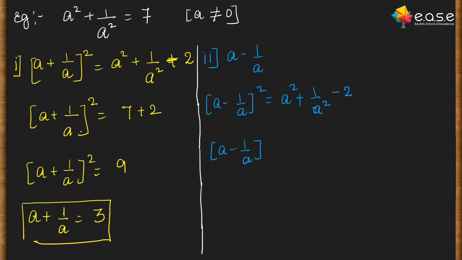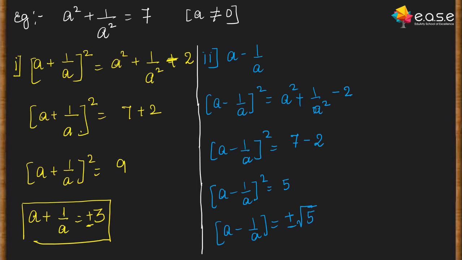Correct? Oh, I'm sorry, here we have to write plus or minus because we don't know what the value is. Coming back to this, a minus 1 by a the whole square is equal to 5. If you take square root on both the sides, you will get a minus 1 by a is equal to plus or minus under root of 5, because we don't have a definite value. Very easy. Once you know the identities, it becomes like a cakewalk.